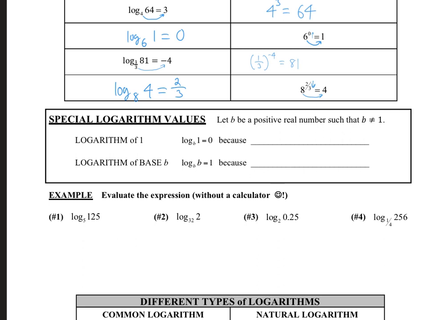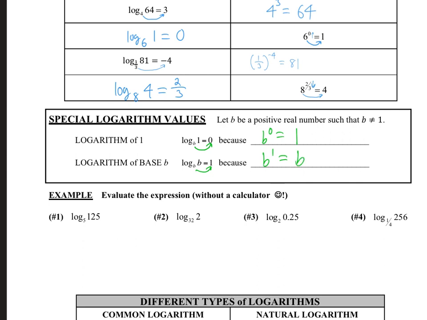All right, special logarithmic values. Let b be a positive number such that b is not equal to 1. So if we have log base b of 1 equals 0, that's because if we switch this to exponential form, it's going to be b to the 0. Well, what's anything to the 0 power? That's going to be equal to 1. That's why log base b of 1 equals 0. And a similar thing, we have log base b of b equals 1 because b to the first power is going to equal b.